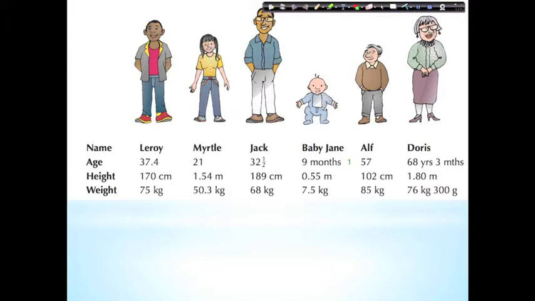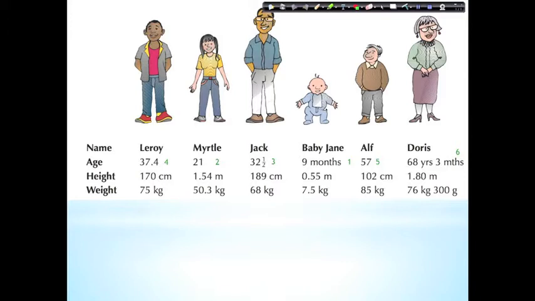Okay, the next eldest is Myrtle at 21. Then we have Jack at 32.5 years. Then it's Leroy at 37.4 years. Alf at 57 years. And then Doris at 68 years and 3 months.